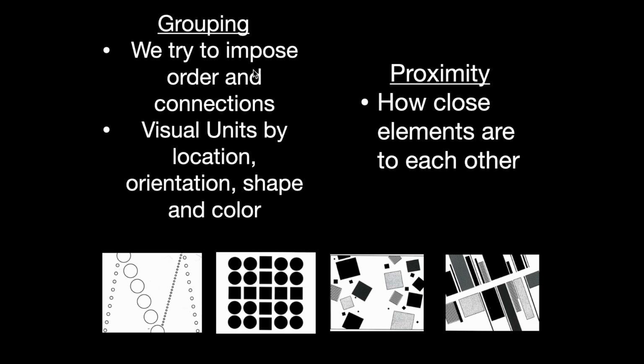Grouping. We try to impose order and connections on visual units by location, orientation, shape, and color. So we see certain units in a line, we connect them together. If units are on one side and another, we get a sense that this is one group, or this is another group, or here one group and one group. Proximity: how close are elements to each other? If elements are spaced out, or if they're very, very tight together, there's a sense of closeness or distance.